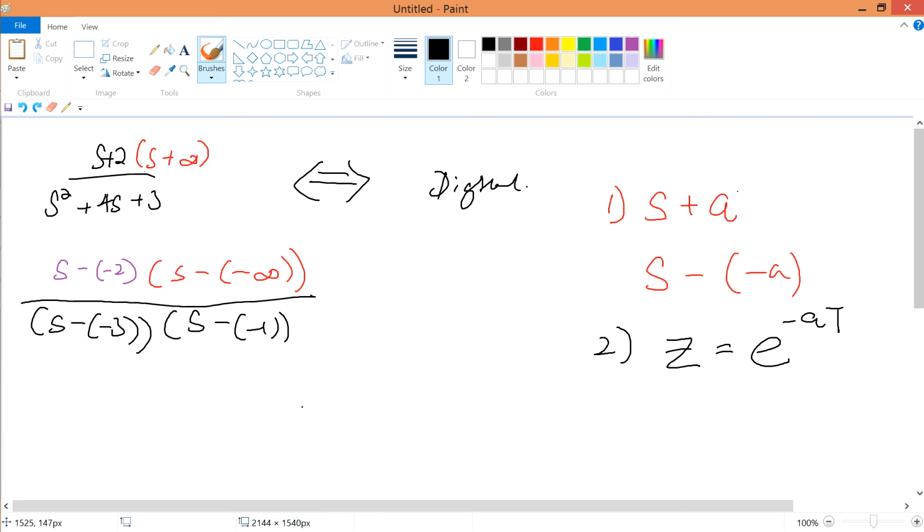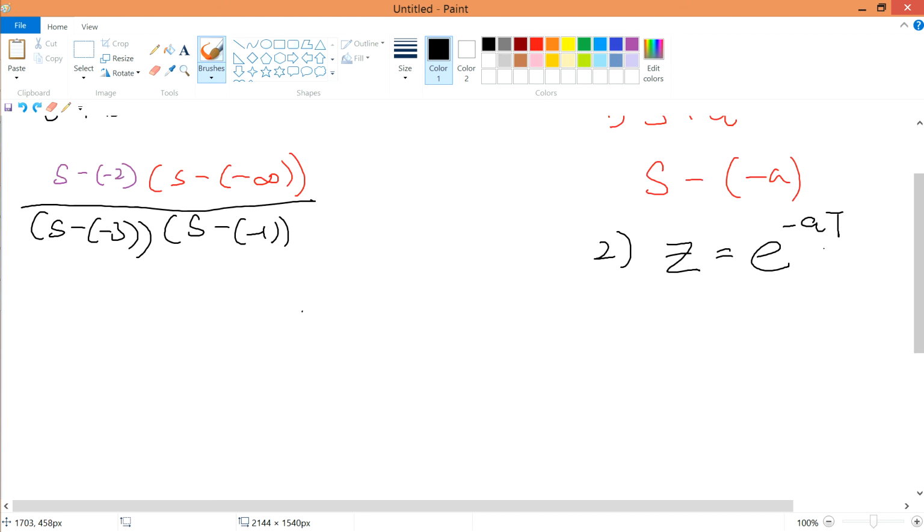But if you have s plus a, because s plus a equals s minus minus a, the conversion is a little bit blurry, so take note of this blurry part. But anyway, the definition is z equals e to the minus at. Okay, so for all the s over here, just change it straight away to z. While the minus 2 is your a, or you can say that this is minus a, you can straight away sub in all over here.